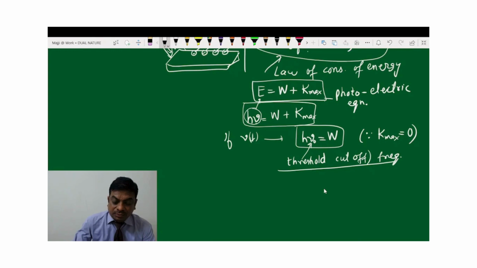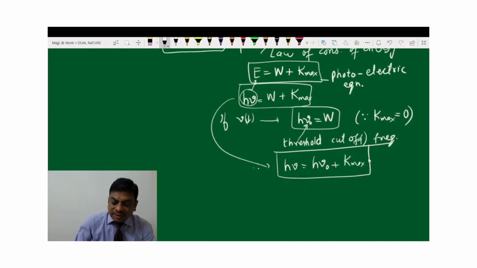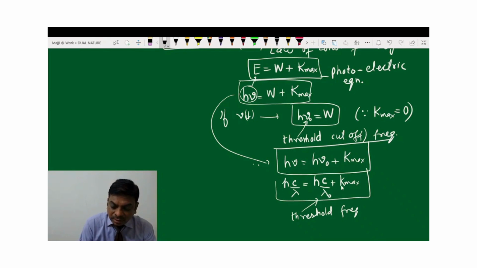So we can rewrite this equation as h nu is equal to h nu naught plus K max, assuming that frequency is greater than the threshold frequency. In terms of wavelength also, we can write nu can be replaced by c by lambda, and the wavelength corresponding to the threshold frequency will be known as threshold wavelength. We will denote it with lambda naught. So all this can be utilized here.